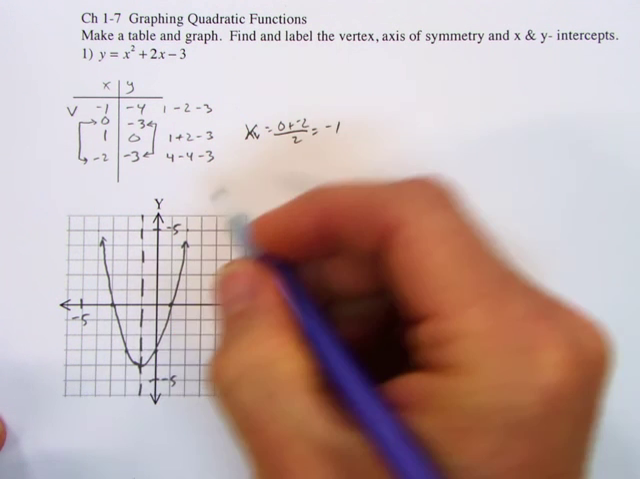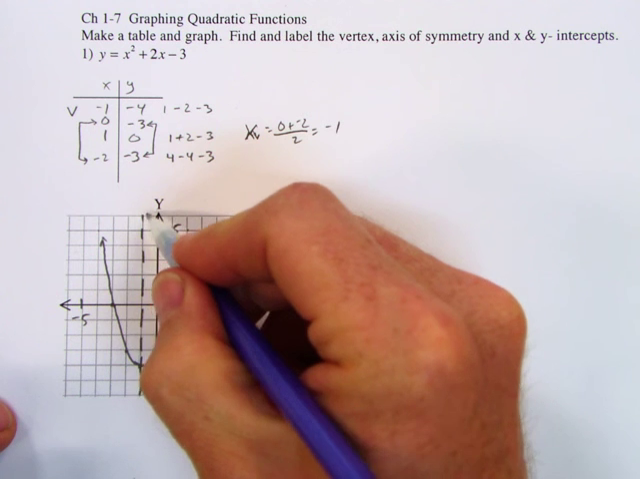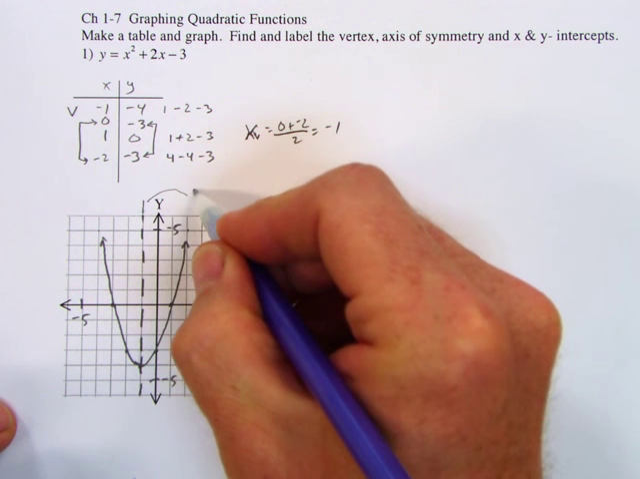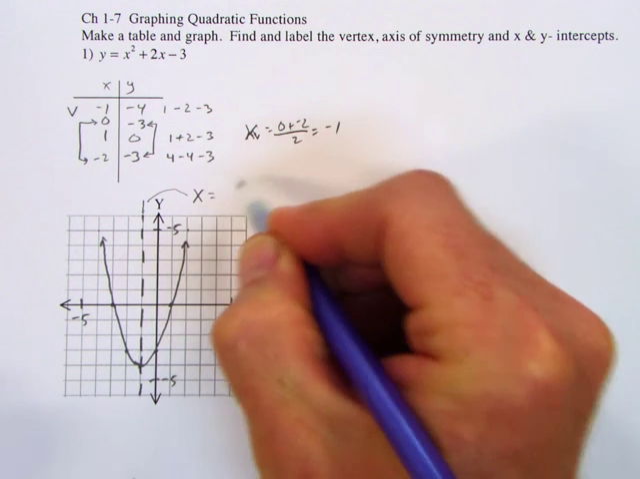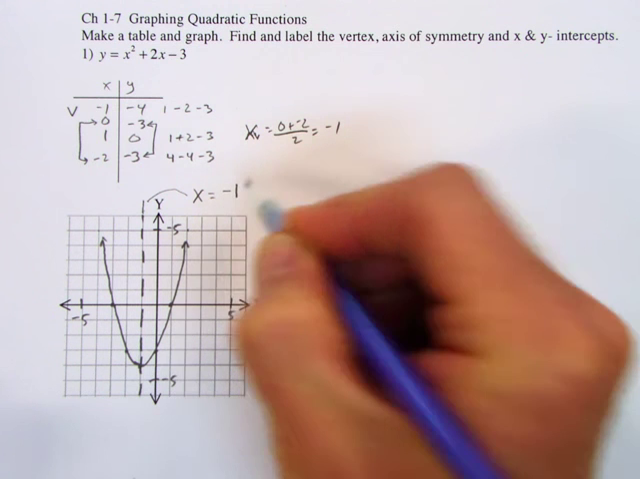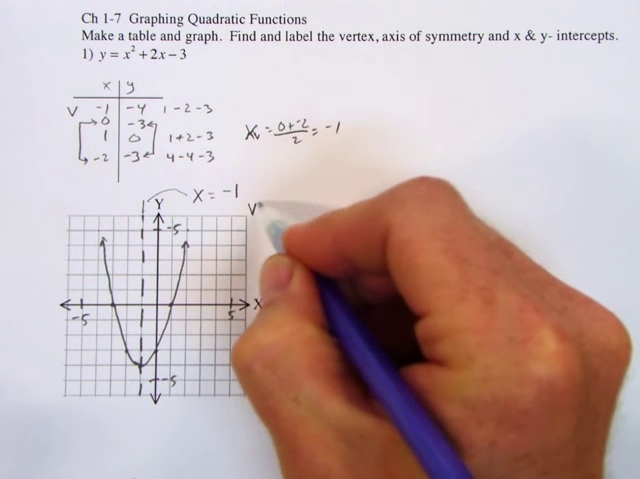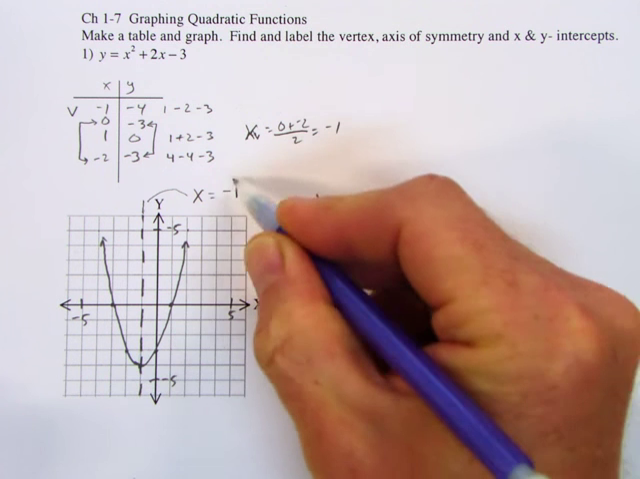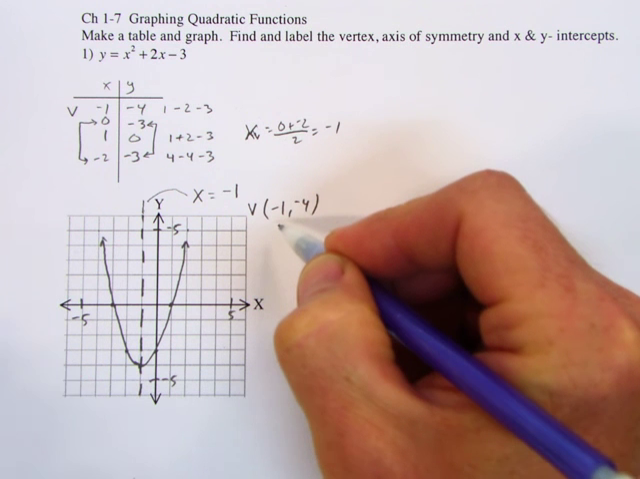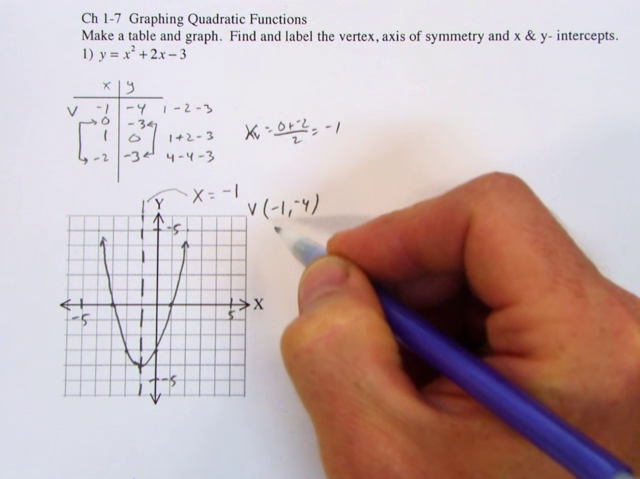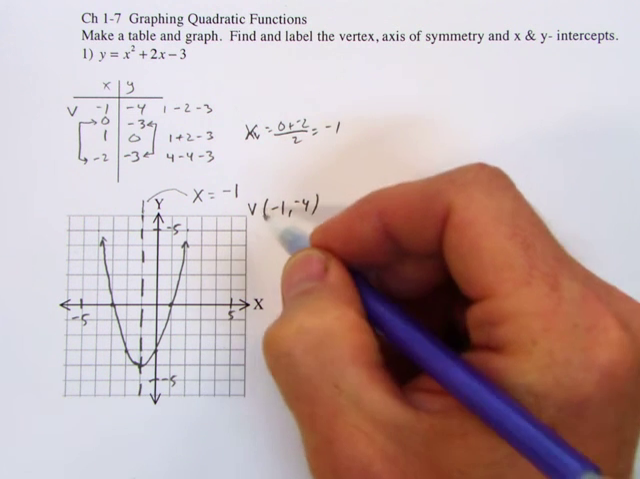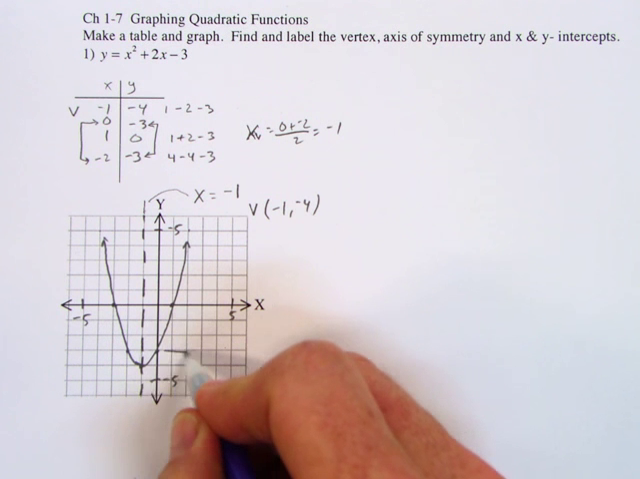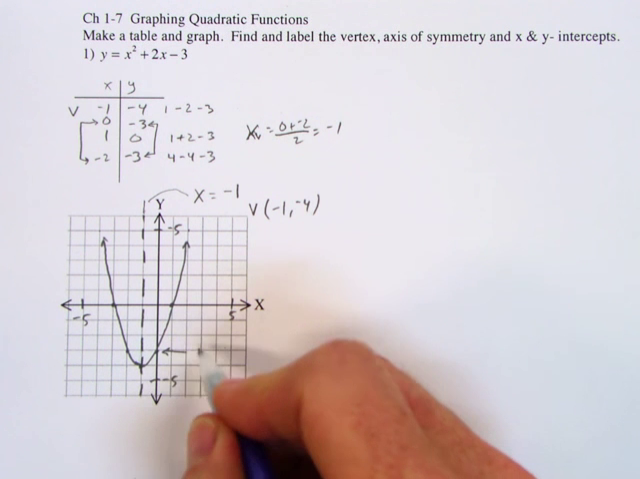And now we need to label some information. The axis of symmetry is a vertical line. Recall, we've already worked on vertical lines. Those are always of the form x equals. So it's x equals negative 1. Our vertex is negative 1, comma, negative 4. Look at the coincidence there for the vertex. The x value is negative 1, and the axis of symmetry is negative 1. Is that a coincidence? No, I think not.